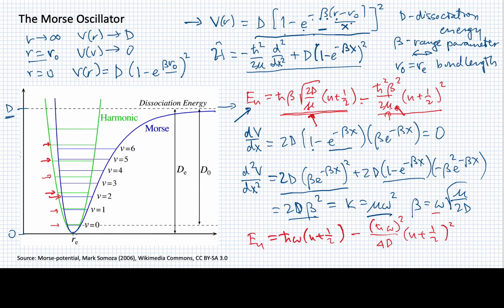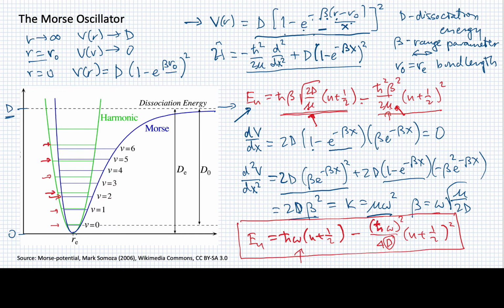All right, so this expression for the energy levels of the Morse oscillator actually is a little bit more useful simply because it gives us a connection to the harmonic oscillator with the first term, and the second term directly connects the harmonic oscillator h bar omega with the dissociation energy of the Morse oscillator.